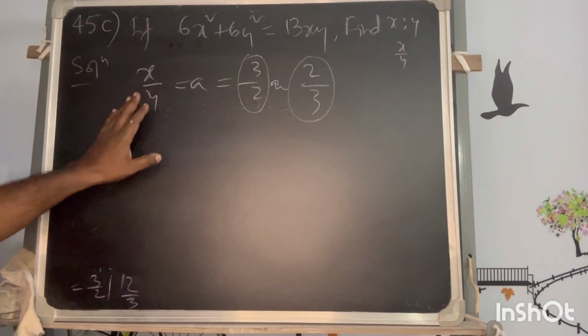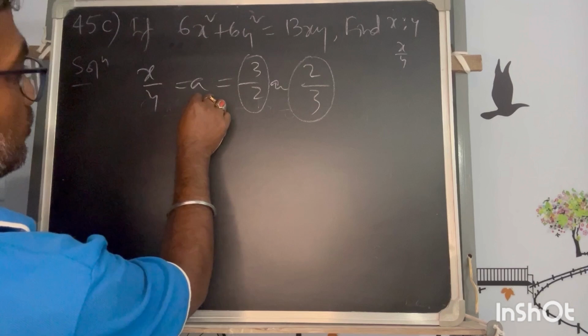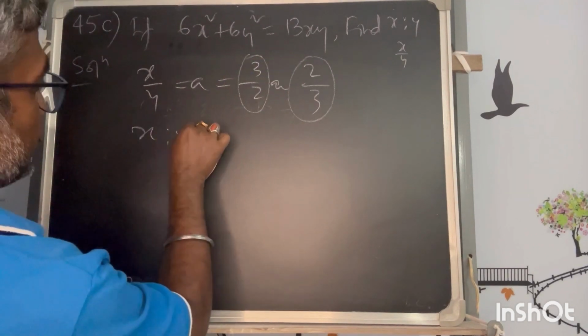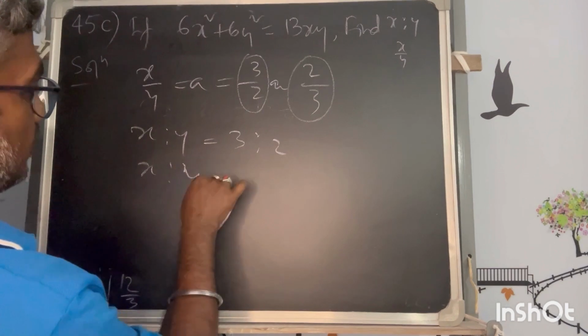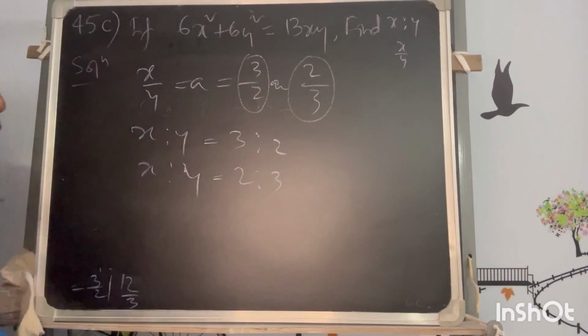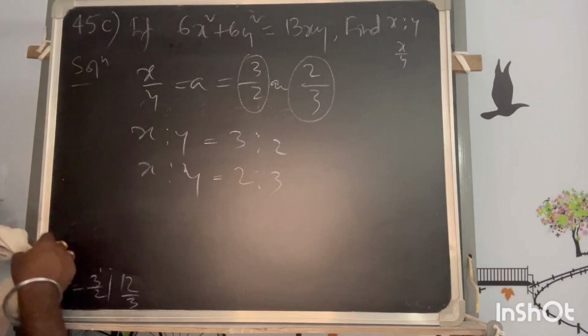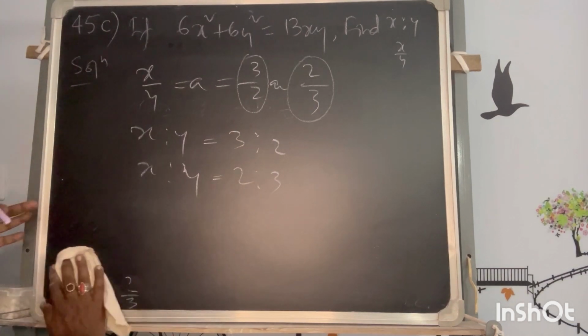So both are possible. So x by y is equal to a taken. So x is to y can be 3 is to 2, or x is to y can be 2 is to 3. Okay. So this will be the answer. Fine. Now we'll move to the next problem.